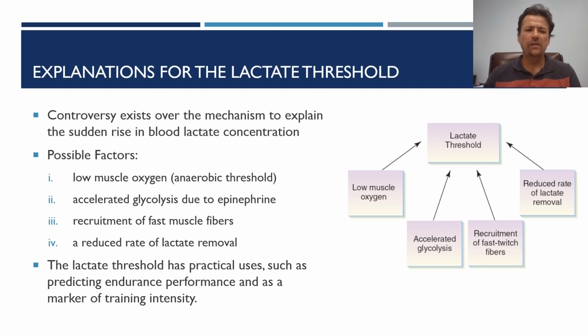Possible things that are going on when the lactate threshold is reached is, one, you now have lower muscle oxygen because your muscles cannot extract the oxygen. So even though you're delivering the oxygen, the muscles haven't developed the systems and capillaries to extract the oxygen. And that's why this used to be referred to as the anaerobic threshold. But you also have other things that are taking place that we now believe increase the lactate in the system. This would include the recruitment of fast twitch muscle fibers, a reduced rate of lactate removal, and also accelerated glycolysis due to the increase in certain hormones.